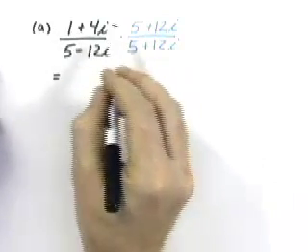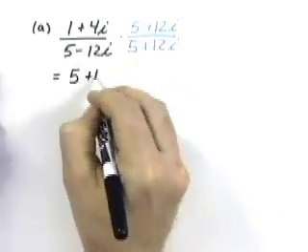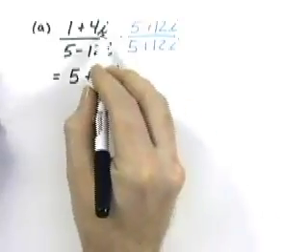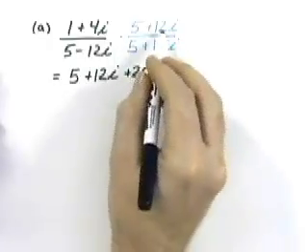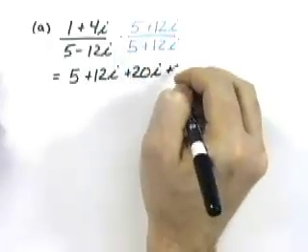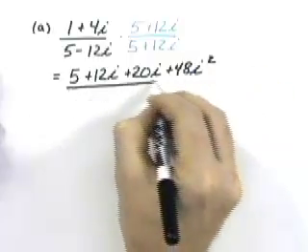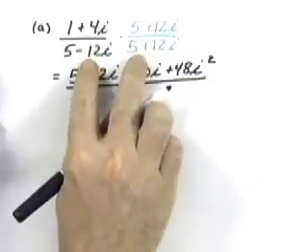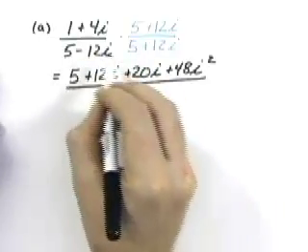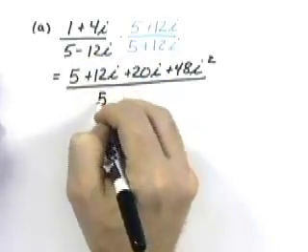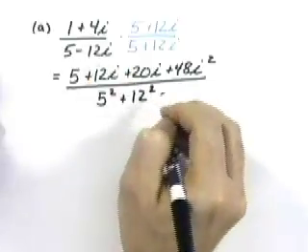Here's what I'm going to get. 1 times 5 is 5. 1 times 12i is 12i. 4i times 5 is 20i. 4i times 12i is going to be 48i squared. In the denominator, what we notice is that we're multiplying complex conjugates of each other. Therefore, I'm going to get a result of the real part squared plus the imaginary part squared.